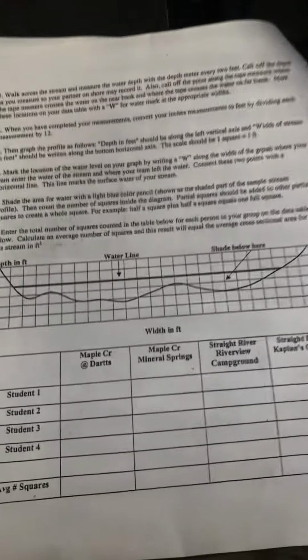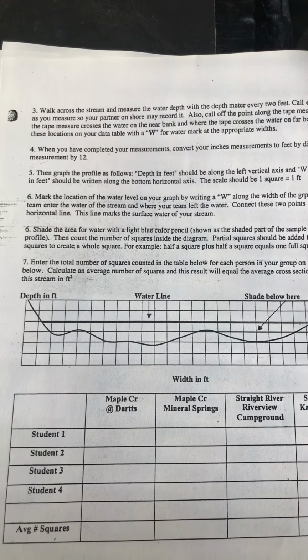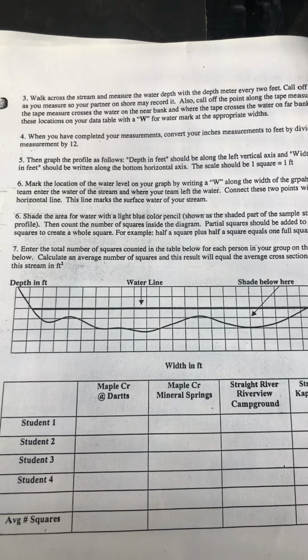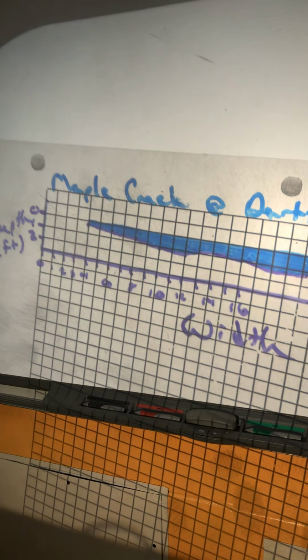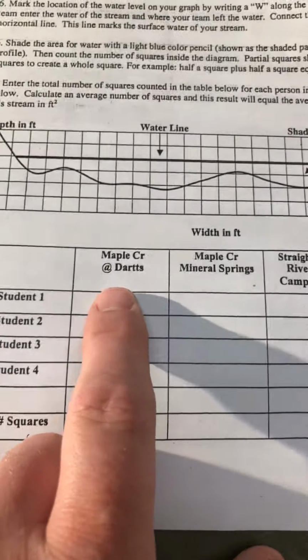And in your packet, on the second page, I believe, this is also where it describes how to do this stream profile that I'm talking about right here, so you could read that through there as well. But then you count all these squares, or count the blue squares that I had on my graph, and you'll put that number in there.